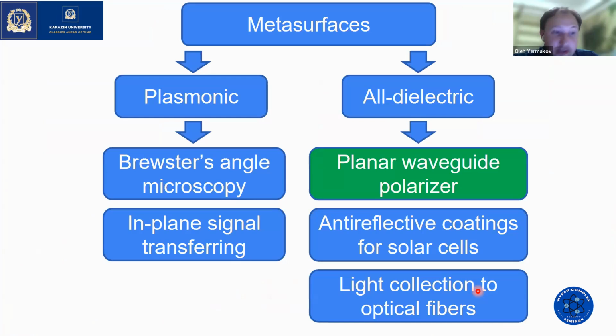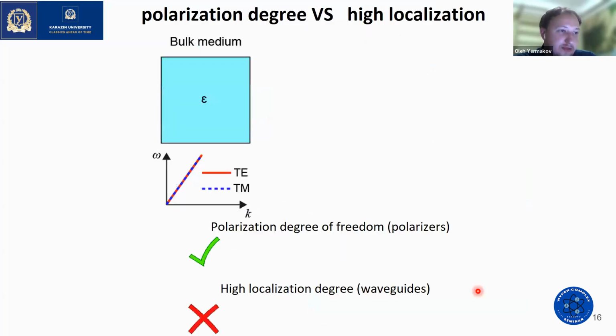The obvious advantage of all-dielectric metasurfaces is that they have negligible absorption losses, and this is also important for us. First of all, I would like to consider the following fundamental problem. It is well known that the eigenmode spectrum of an isotropic bulk medium is doubly degenerate with respect to polarization. In other words, the group velocities of TE and TM polarized plane waves are absolutely the same at any frequency in any direction.